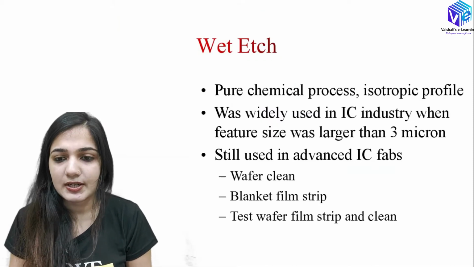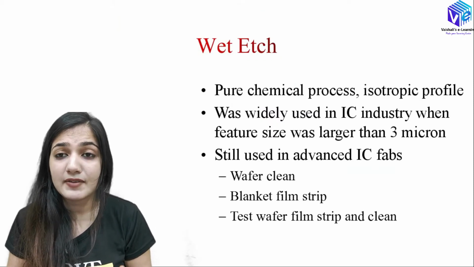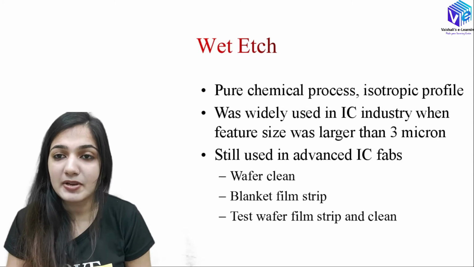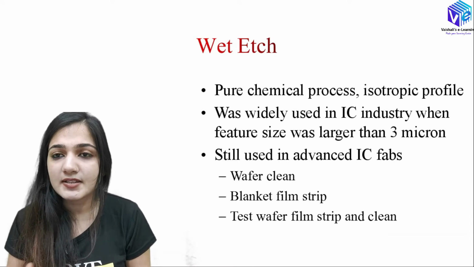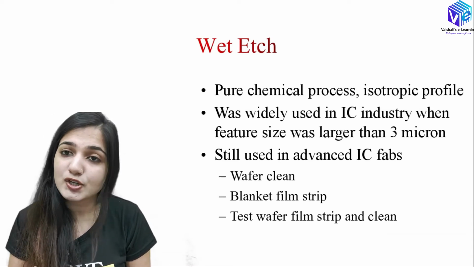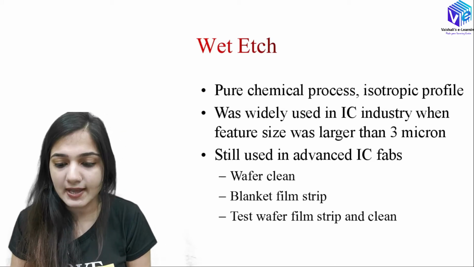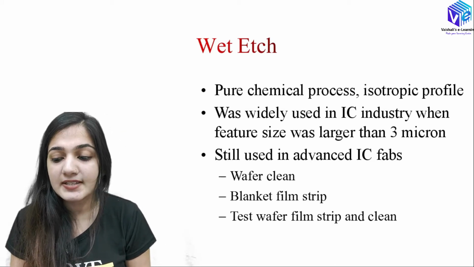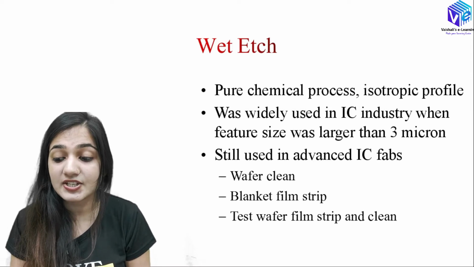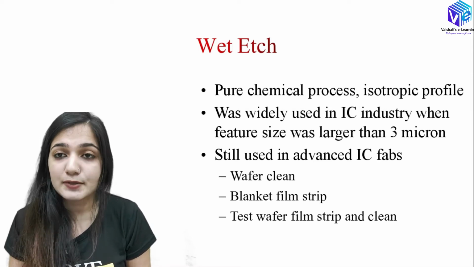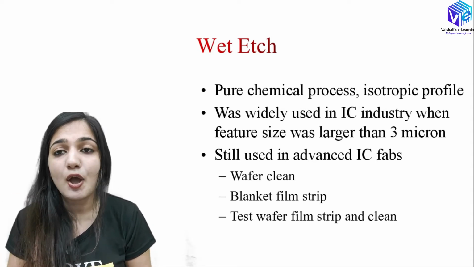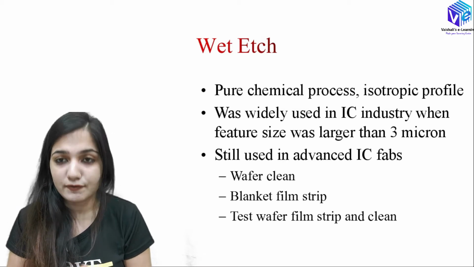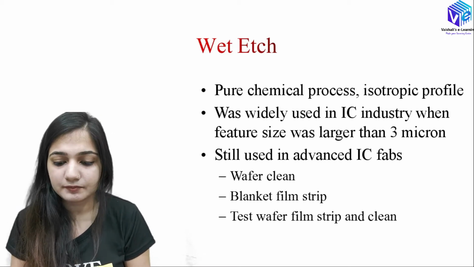Now coming to the wet etching. Okay, so here we are having the chemicals. It is a purely chemical process. We are not using any kind of physical process. As I have already told you, this is giving me isotropic profile. I have already shown you what is isotropic profile looking like. Okay, it was widely used in the IC industry when the feature size was larger than the 3 micrometer, but now as we are moving towards a smaller and smaller feature size, I can use the physical etching or the chemical etching or the combination of two. Okay, I can use the plasma etching. Okay, I will be discussing about them in the next videos.